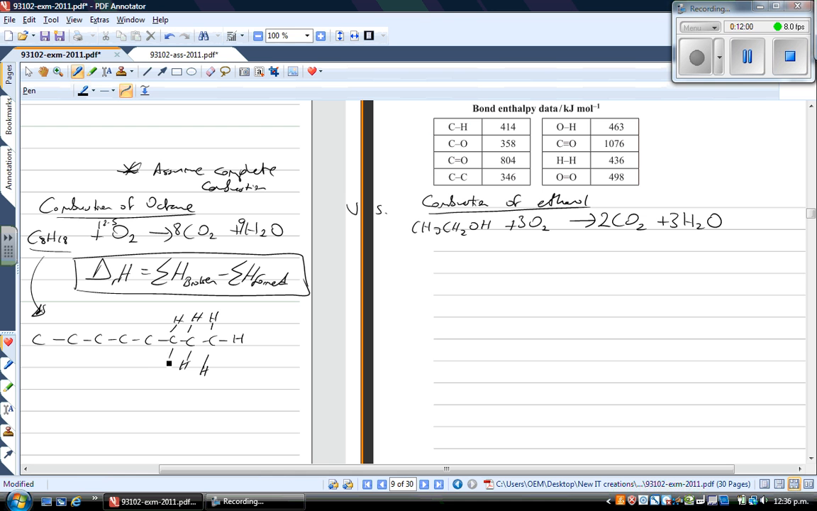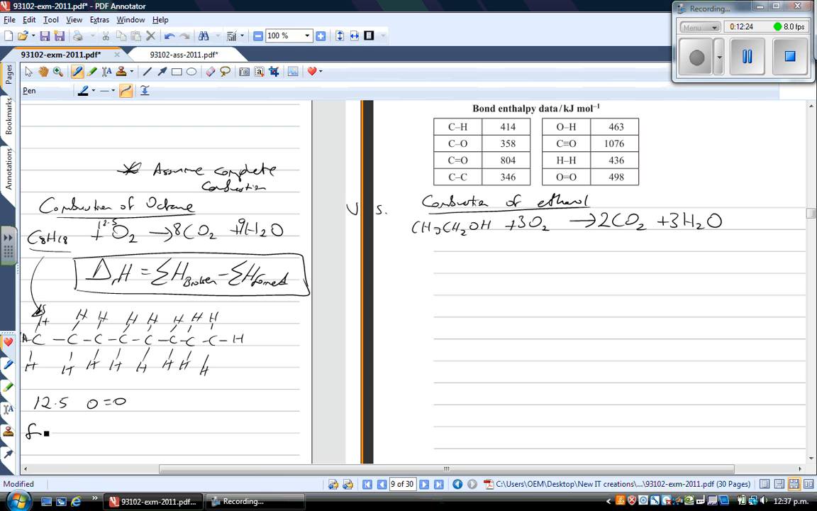Seems a bit tedious, but at least if you show your workings and you make a mistake in one of these calculations, you'll still pick up attempt marks. So we put all our hydrogens in. That one just there. Okay, so that's octane. We also have 12.5 moles of oxygen molecules, which is a double bond.